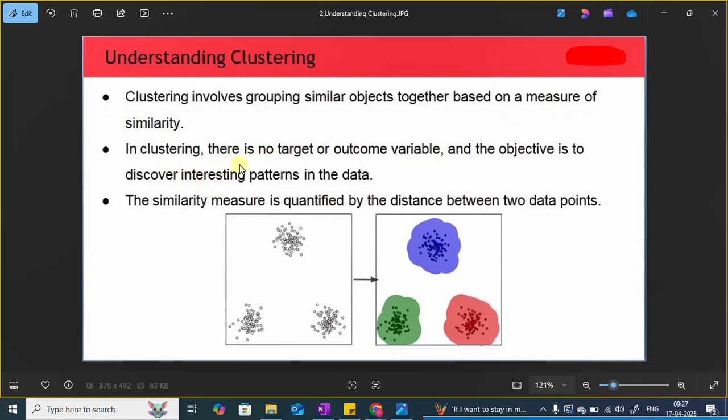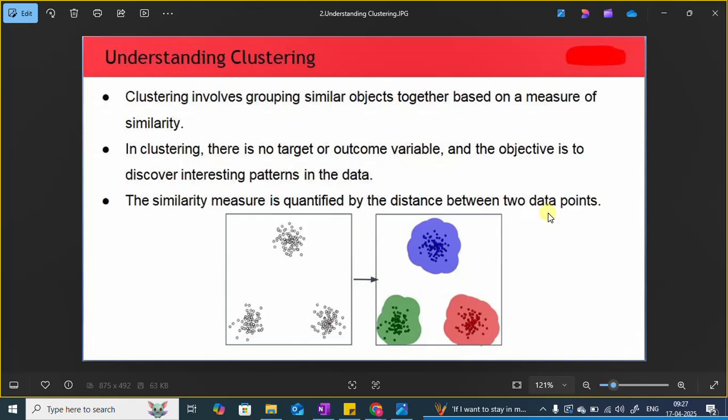In clustering, there is no target or outcome variable. Like regression or classification, we have some target variable, right? We have to predict something or decide which class it belongs to. But here, nothing like that. The objective is to discover interesting patterns in the data set. The similarity measure is quantified by the distance between two data points.